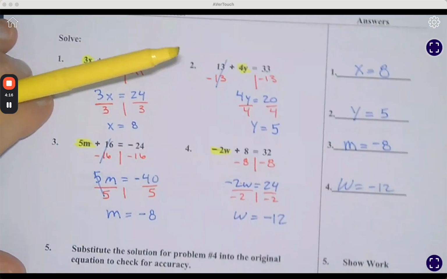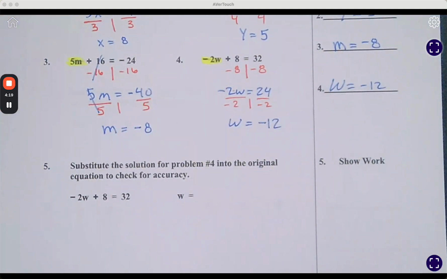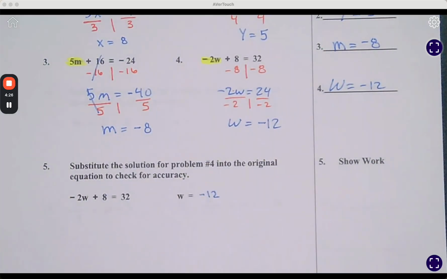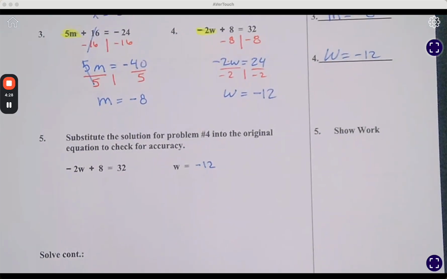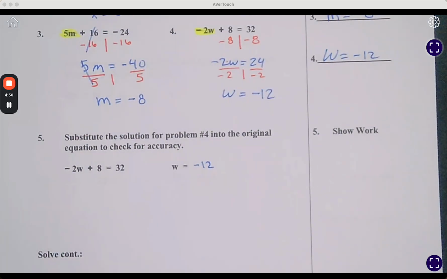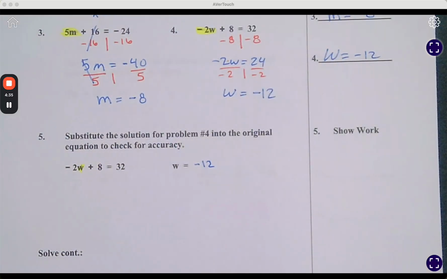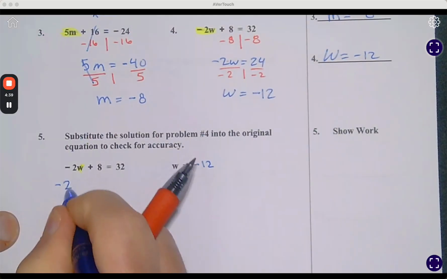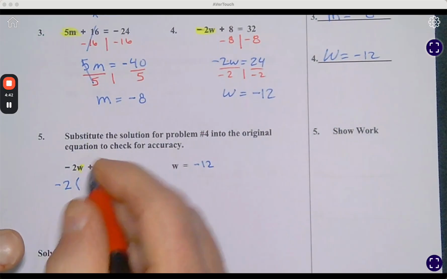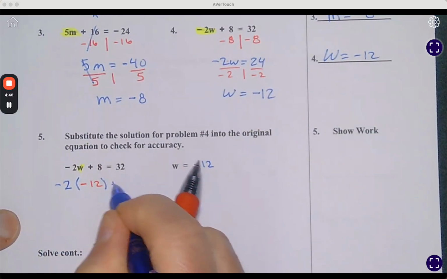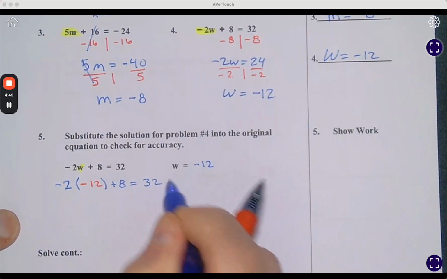Okay, now I always think it's a good idea to check your answers for accuracy. So what I'm going to do is take that value of w. W was equal to negative 12. And I'm going to substitute into the original equation, right? So I'm going to take that negative 12 and put it right there. So I have negative 2, open a parenthesis. Now you're going to put in that value of negative 12, plus 8 equals 32.